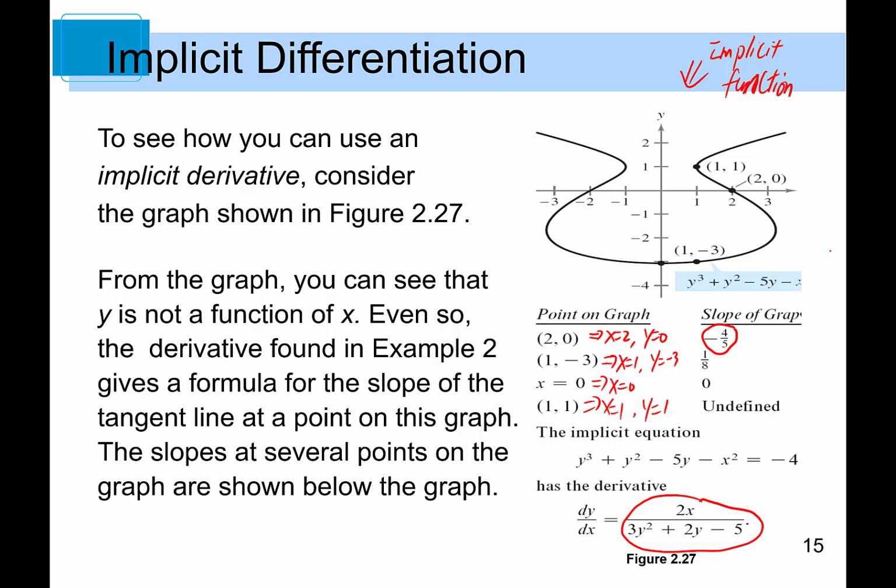And then notice that when both x and y are 1, then the denominator is 0, so the slope is undefined. That means it's a vertical line, right? Here, it's a vertical tangent line. One more right here. So this is the vertical tangent line. Undefined slope.